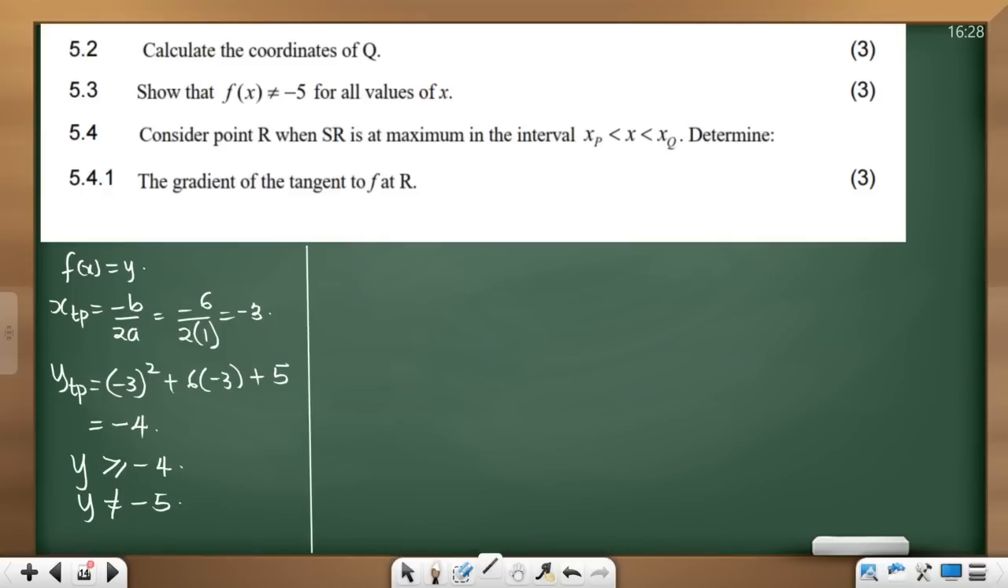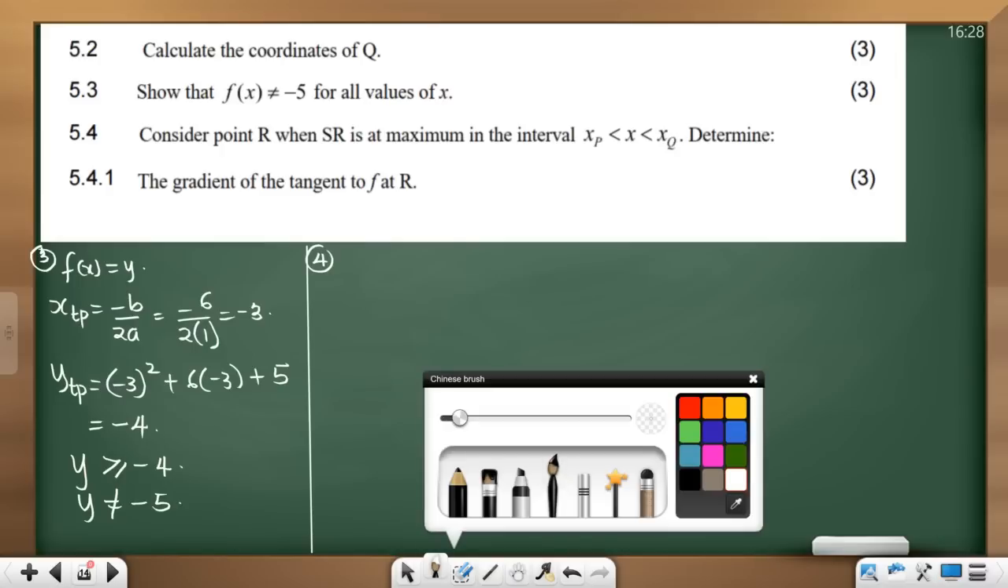We are done there. What's next? That is 5.3. 5.3, done. Now 5.4. Consider point R where SR is the maximum. Alright, maximum distance. Determine the gradient of the tangent.